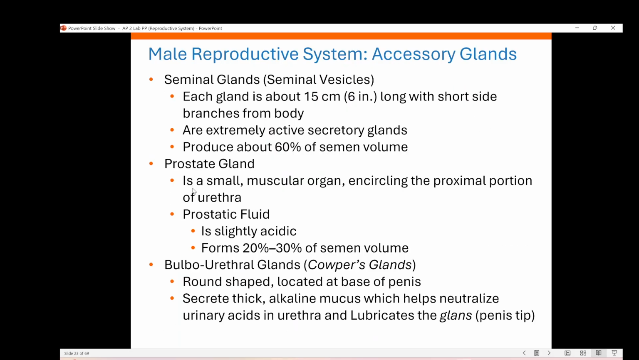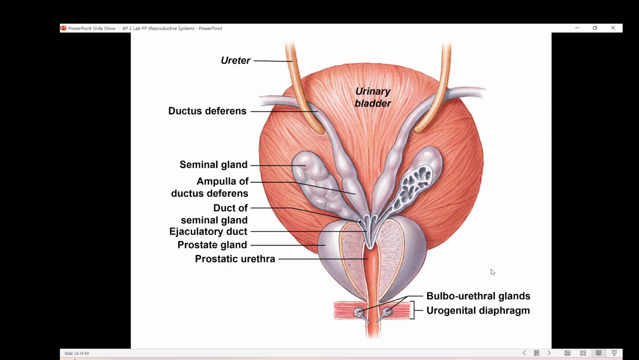Then the second one is the prostate gland. This is a small muscular organ that encircles the proximal portion of the urethra. Again, that would be the prostatic urethra. This produces about 20 to 30% of the semen, and you can see it right over here. Again, it kind of looks like a walnut.